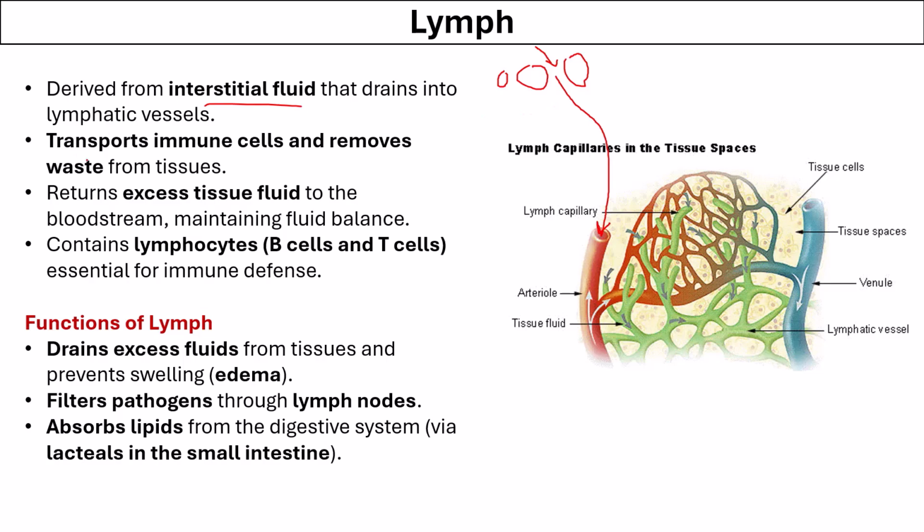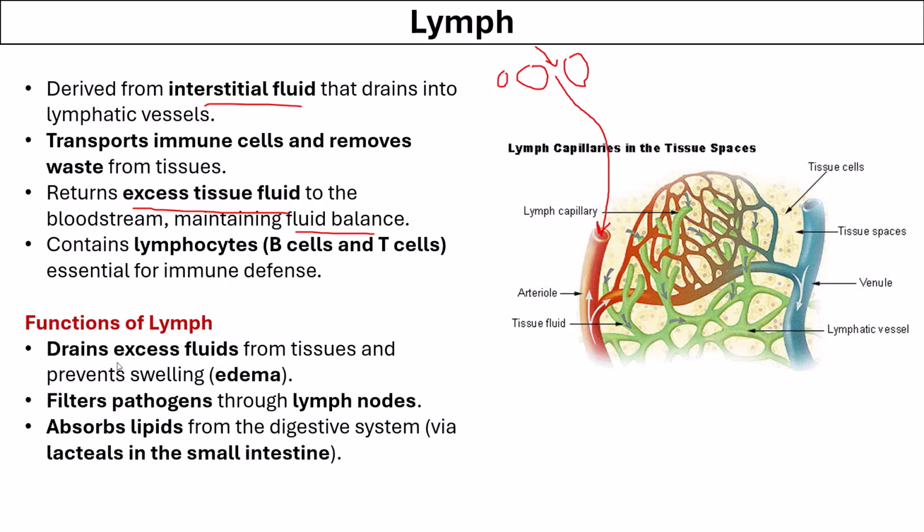So lymph helps in transporting the immune cells and remove waste from tissue spaces. It removes excess fluid, which helps in maintaining the fluid balance in our body, and these immune cells help fight with any kind of infection.